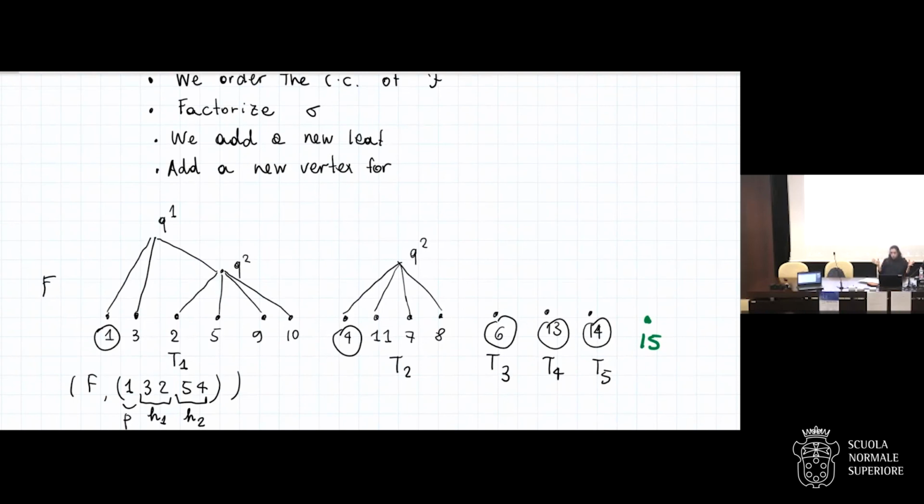Because when you have a forest, you know that the set of labels for the leaves is the interval 1 to n. So I started with a forest with n leaves, so I already know that the labels used for the leaves are all the numbers from 1 to n. If I only had a tree, I wouldn't know. But now I have a forest. So yes, I know that we are missing 15. Yes, please.